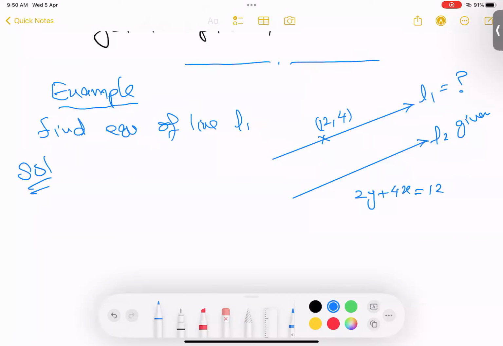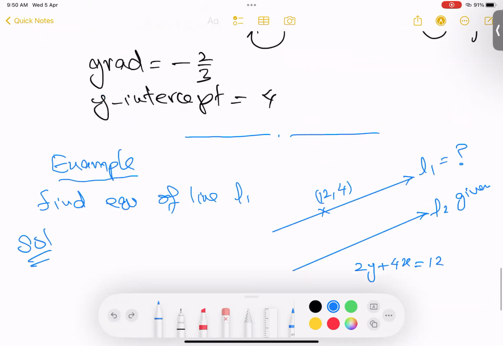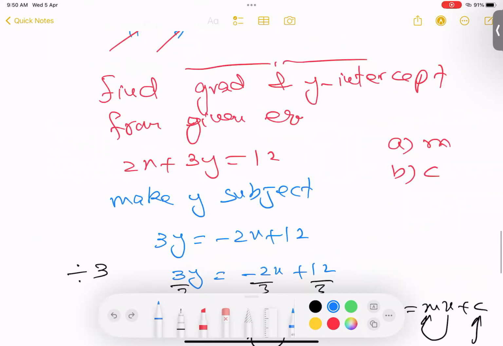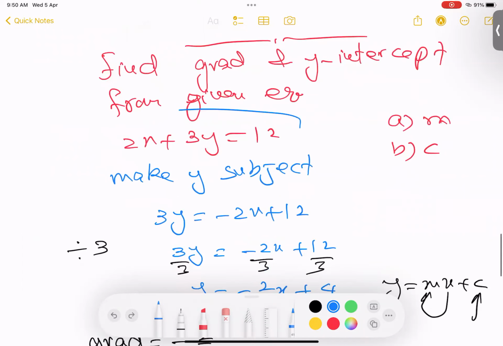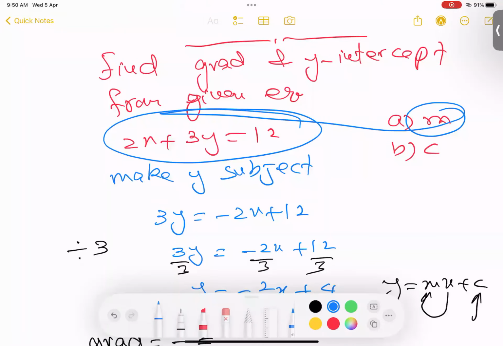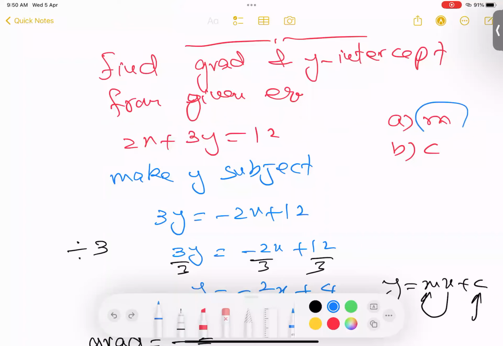So first of all, how do we do the parallel concept? If a line is given, find the gradient and y-intercept from the given line. This is a concept I discussed with you yesterday. Very important concept. It often comes in AS level and O level mathematics. This kind of question comes for 2 marks or 3 marks, mostly 2 marks. He can ask you: the equation of line is given, find m and c. What does m stand for? Gradient. M stands for gradient.